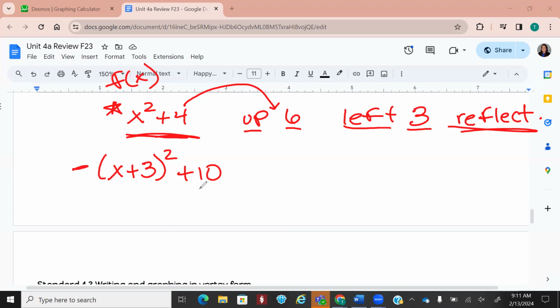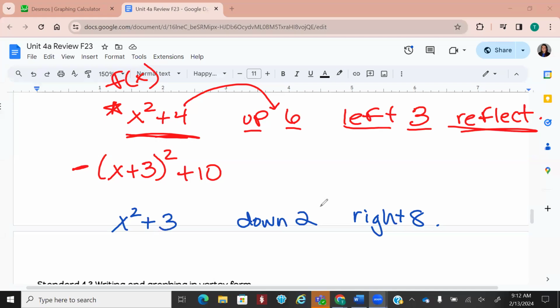Cool. Okay, let's try one. Because that makes it quadratic. Yep. Because otherwise it's a linear function. So if I go down 2, right 8, what would that equation look like?